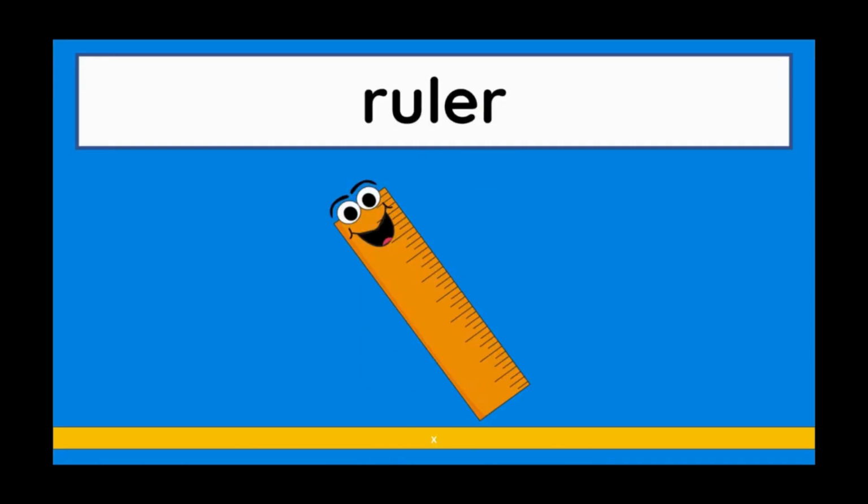This is a ruler. It helps us measure the length of different objects. This is a bag. We can call it a backpack. This is where we store our learning materials, like our pencils, our paper, our rulers.